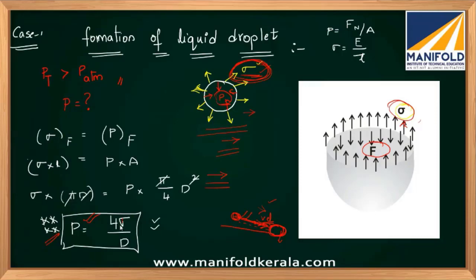Any doubts in liquid droplet? You can comment any doubts on the formation or the pressure required to keep the bubble in equilibrium. This pressure intensity should be maintained to keep the bubble in equilibrium. If that pressure is not maintained, it will burst. Is it clear? Can I move on to the next concept?